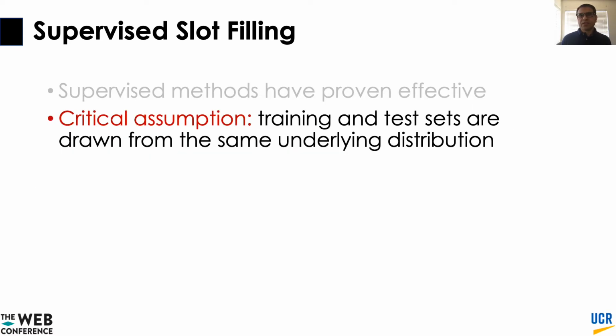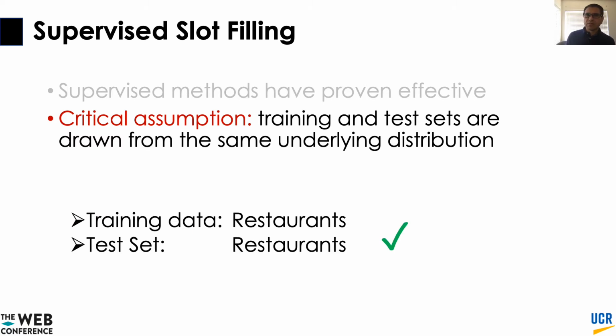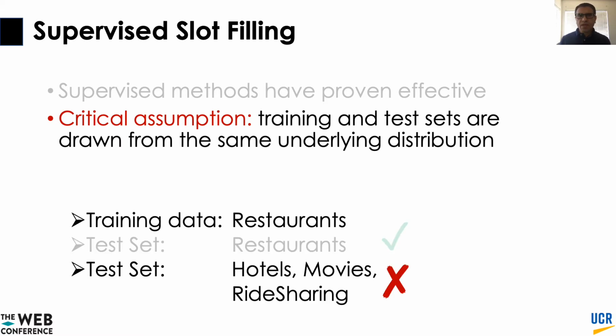However, supervised methods rely on the critical assumption that the training and test sets are drawn from the same underlying distribution. For example, if the model is trained on a dataset that belongs to the restaurant domain, the test set should also come from the same domain, that is restaurant. And this is also true for supervised models that are trained on multi-domain datasets. However, such models are likely to result in significantly poor performance when confronted with new domains that were never seen during training. In this case, the model would show poor performance in hotels, movies, and ride-sharing domains.